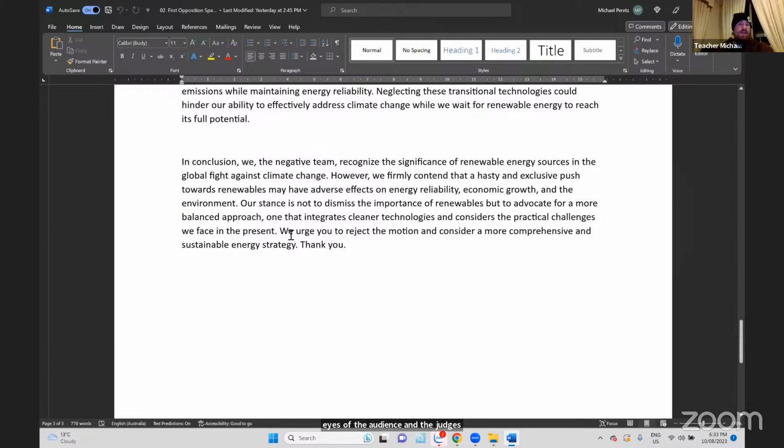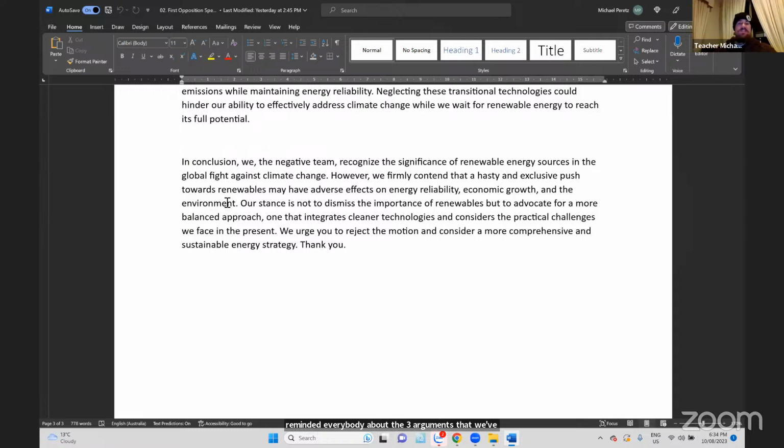So in conclusion, we, the negative team, recognize the significance of renewable energy sources in the global fight against climate change. So we've immediately said, yeah, we understand it's an important issue. We just disagree with how you are proposing that we deal with this issue. However, we firmly contend that a hasty and exclusive push towards renewables may have an adverse effect on energy reliability, economic growth, and the environment. So we've just reminded everybody about the three arguments that we've made.